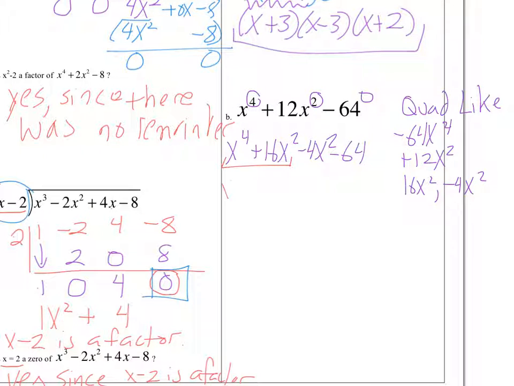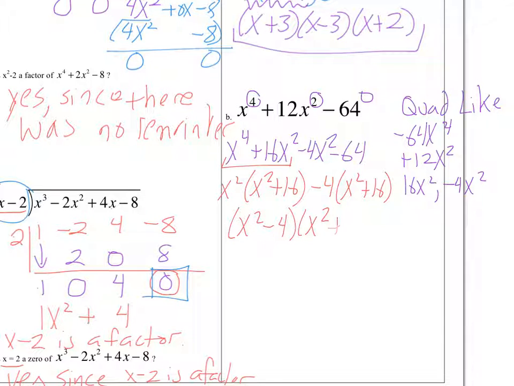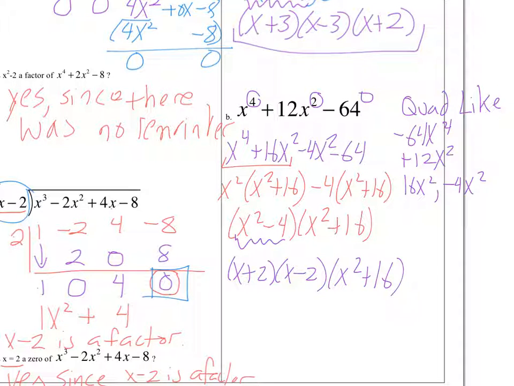When I go to factor this, I get x squared out of the first two. I'm left with x squared plus 16. I can take a minus 4 out of the next two. And I'm left with x squared plus 16. That's going to turn to x squared minus 4 and x squared plus 16. This is the difference of two squares. That's going to be x plus 2, x minus 2. We don't have a rule for sum of two squares, so that's going to stay as x squared plus 16. And at this point, we are done. That is fully factored.